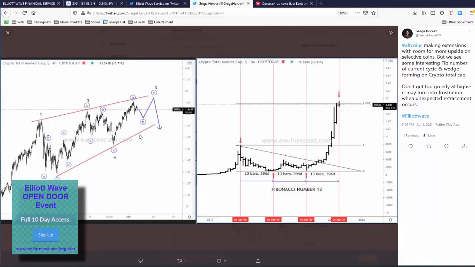We are tracking something very important here: the crypto total market cap, with a potential wedge formation. We also have a very interesting Fibonacci number, 13, and you are now in the 13th month of this current cycle. So it's quite an extended move, of course, and obviously I'm not saying that this will be a top. Just be aware that there could be some pullbacks and new opportunities could occur after those pullbacks, maybe in the next one after this wave B in the short term.